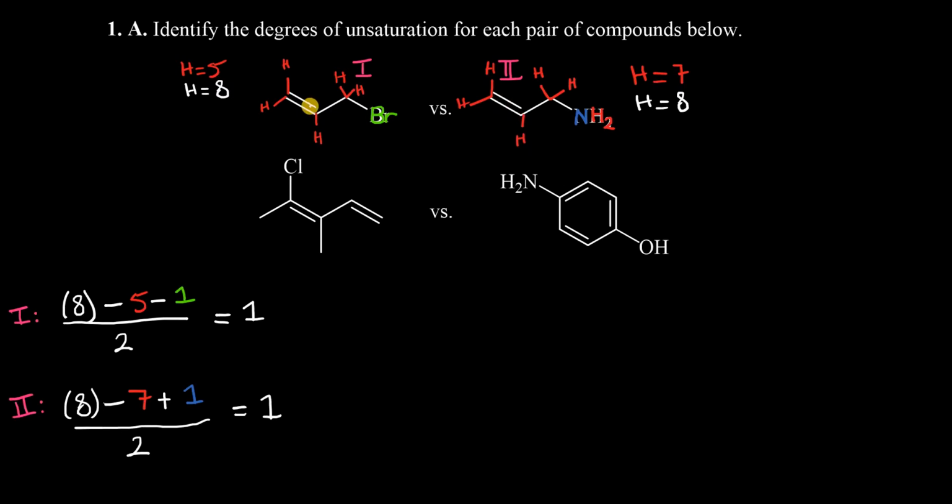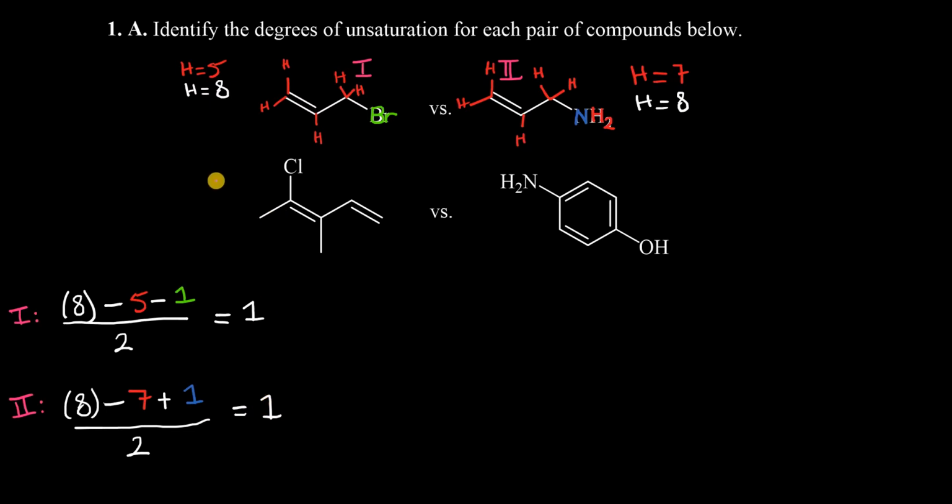It's the same for this compound too. If we take 8 and subtract 5, we get 3. 3 over 2 won't work, so we need to subtract 1 for every halogen present. You do that, and you get 2 over 2, which equals 1. You get a whole number. So if you find yourself getting decimals, there's probably something wrong in the equation. The numerator and denominator, when divided, must give an integer.